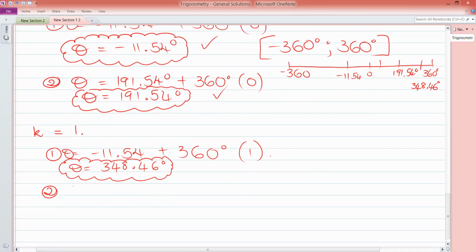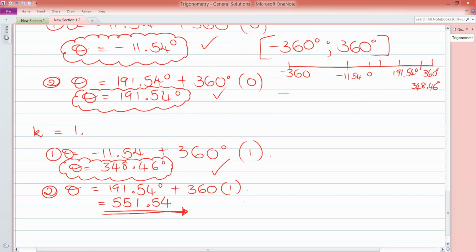Okay, now we're plugging into the second one. The second one now, 191.54 degrees plus 360 multiplied by 1. What's your answer going to be for this one? I get 551.54. Now, is this value within this range, within this interval? Yes or no? What do you guys think? No. So we cannot take that value. This is not going to be within that range.